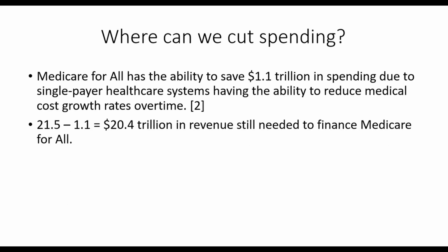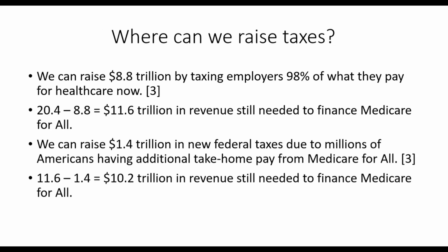And the final spending cut. Medicare for All has the ability to save $1.1 trillion in spending due to single-payer healthcare systems having the ability to reduce medical cost growth rates over time. That just means that as a country, we will spend less on medical supplies, just healthcare in general, as time progresses. So that reduces $1.1 trillion from our total. So now we're left with $20.4 trillion still needed to finance Medicare for All. Let's go to the next slide.